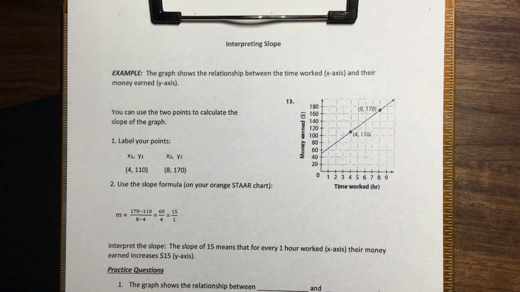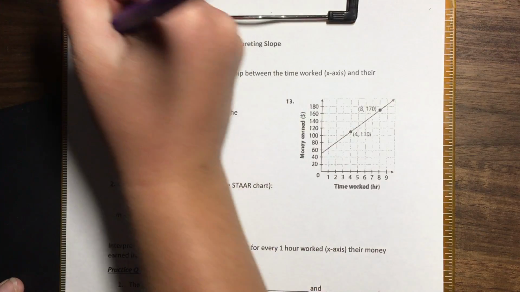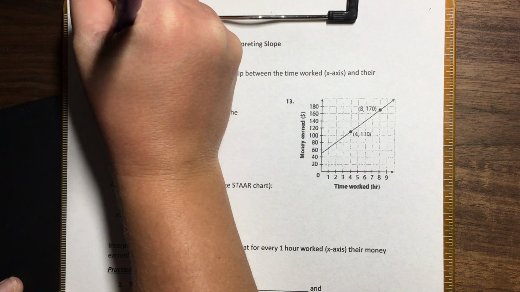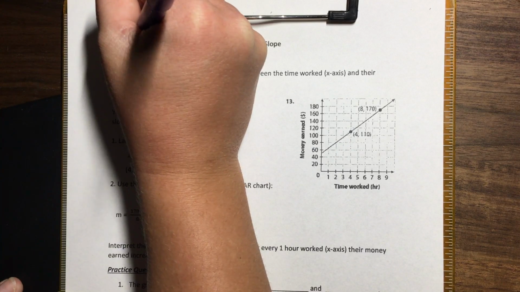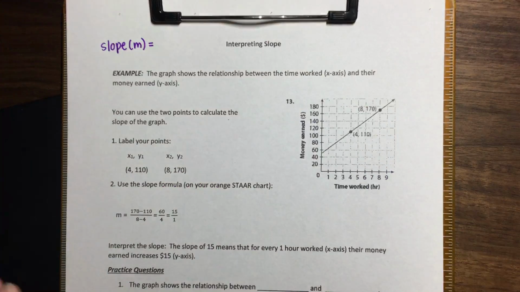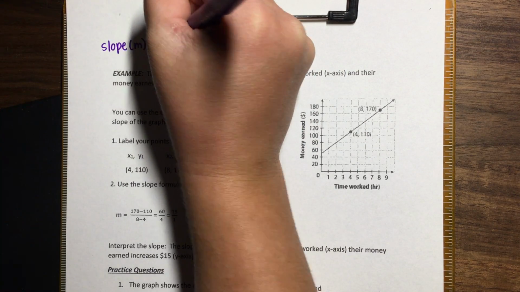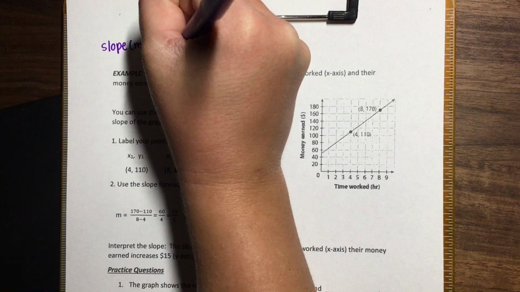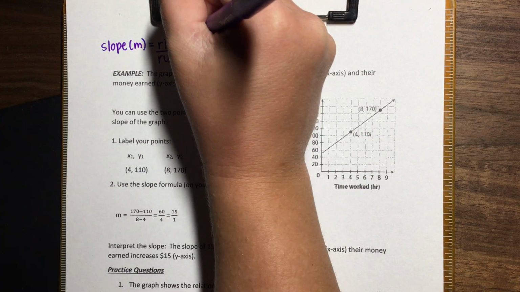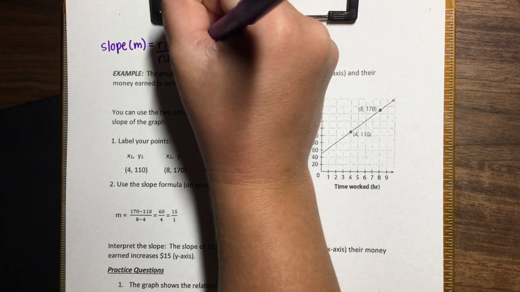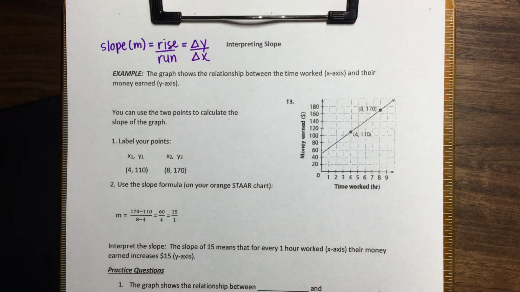Right, so these notes are on interpreting slope. What does slope mean in real world situations? Once again, I know that slope is represented by the letter m, the variable m. I know that it is rise over run. It is also change in y over change in x.